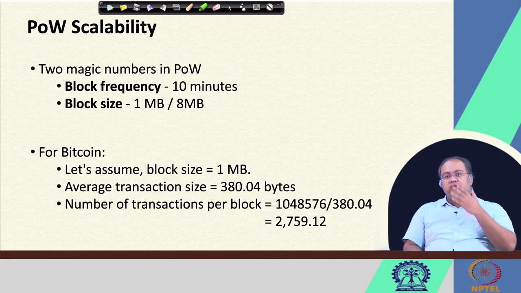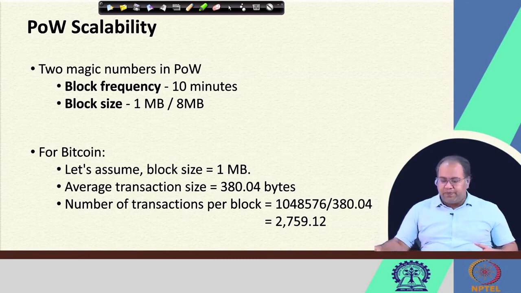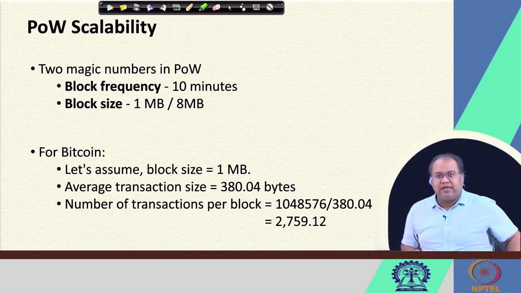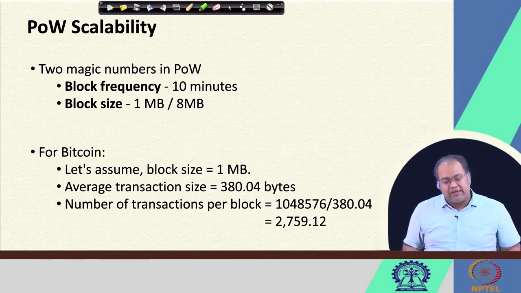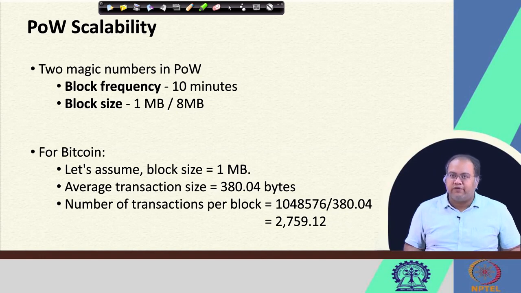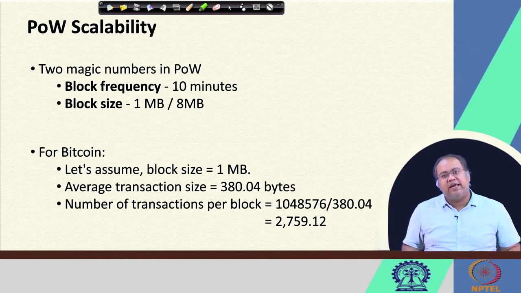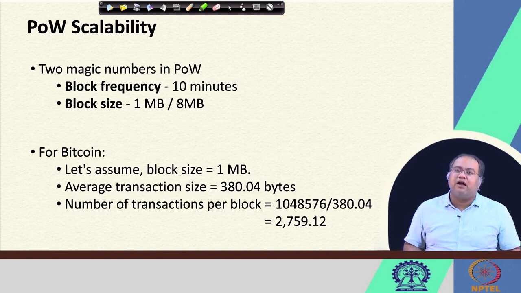Now, if I just try to look into the scalability of proof of work, this is an interesting calculation that we are going to do now. So, there are two magic numbers in proof of work, one is the block frequency, another one is the block size. The block frequency tells you how frequently you can mine a new block, and typically in a proof of work based system or a Bitcoin proof of work kind of architecture, your default block frequency is 10 minutes. So, that means that every 10 minutes a miner can mine a new block.